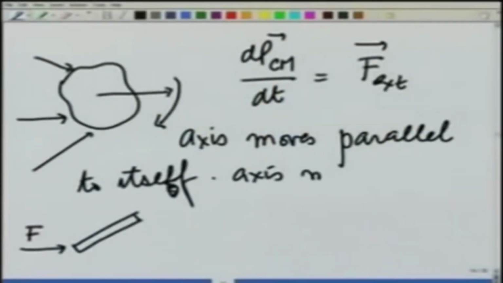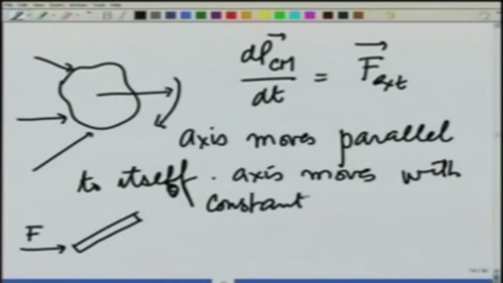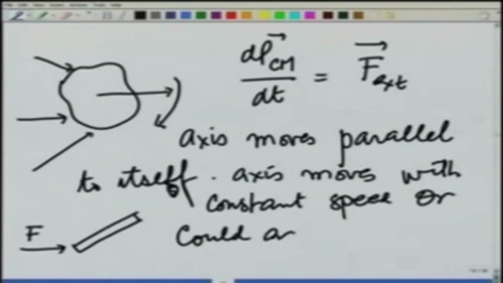and also the axis moves with constant speed or could accelerate. We want to see how to describe the motion of the rigid body in this case.